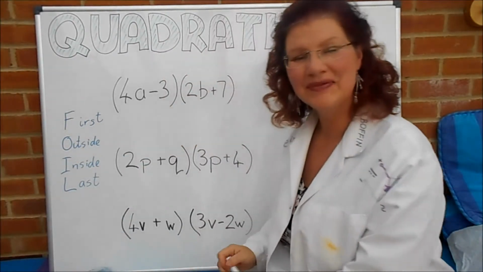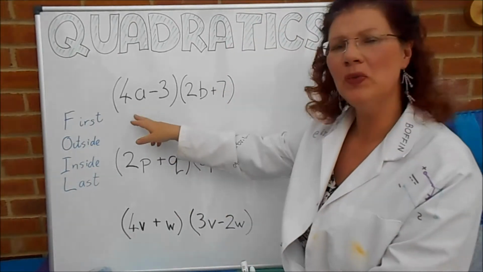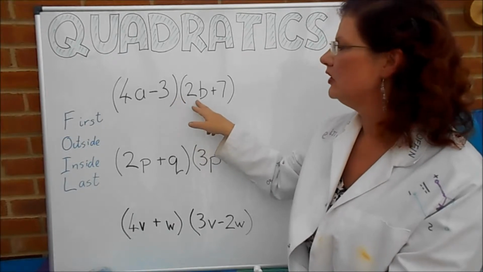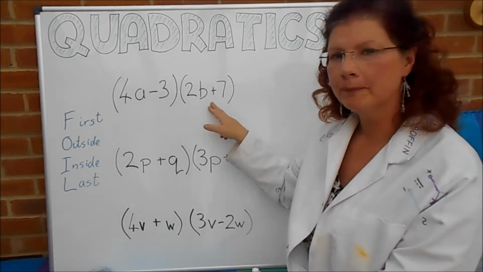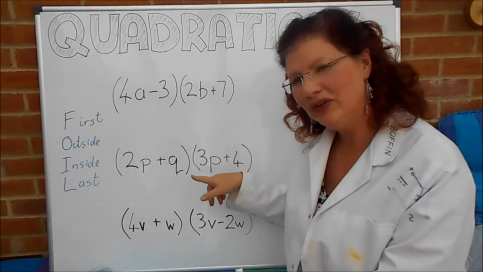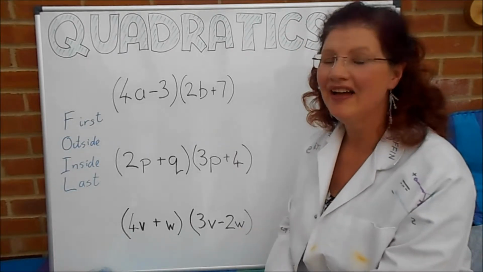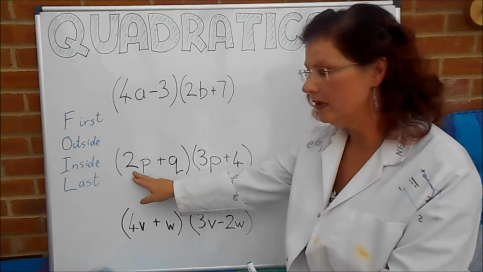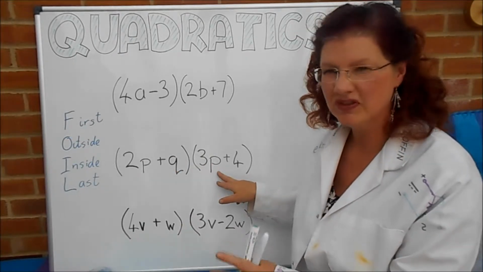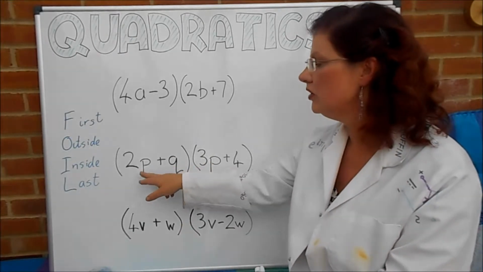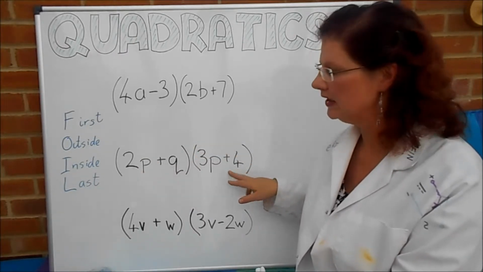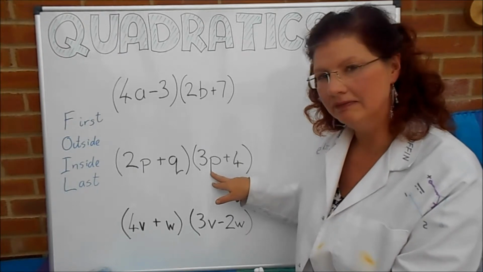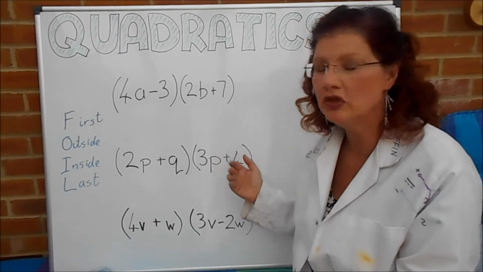Right, here's some for you to have a go at. The top one's nice and easy, just like the ones we've just done. So we've got 4a minus 3 and 2b plus 7. Okay, that one's pretty easy. Next one down, I've added a letter. It works exactly the same though. You're going to do a 2p times the 3p, 6p squared. And then you're going to be doing a 2p times the 4, easy peasy. Here you're going to do a q times 3p. Okay, it's just 3pq, nothing too difficult.